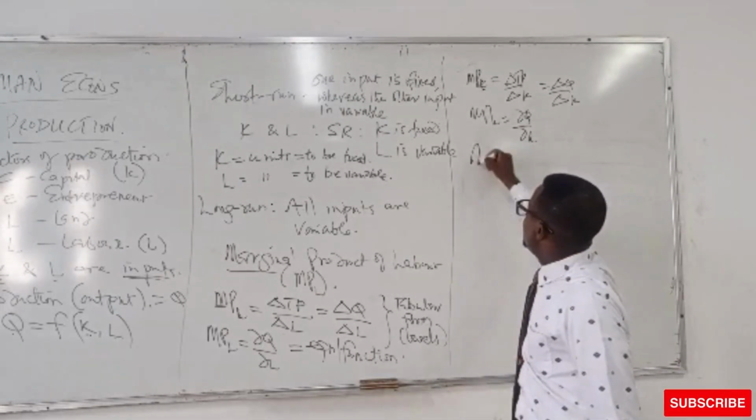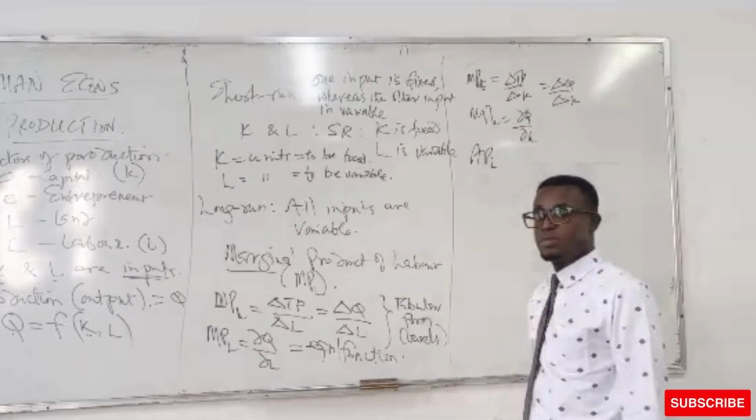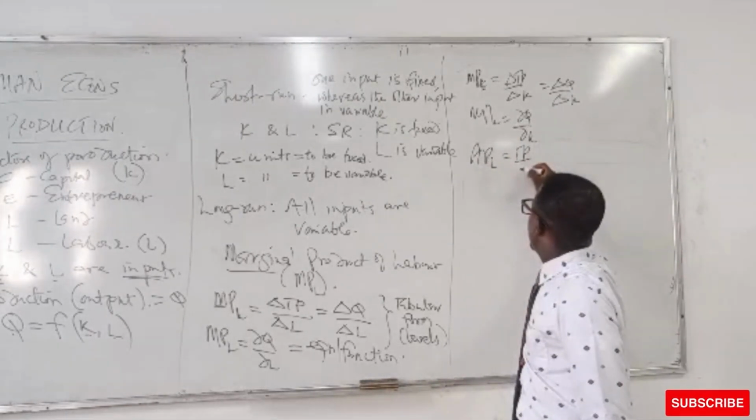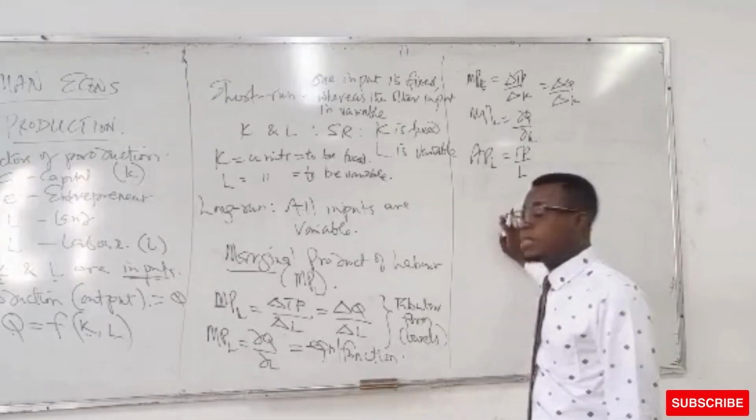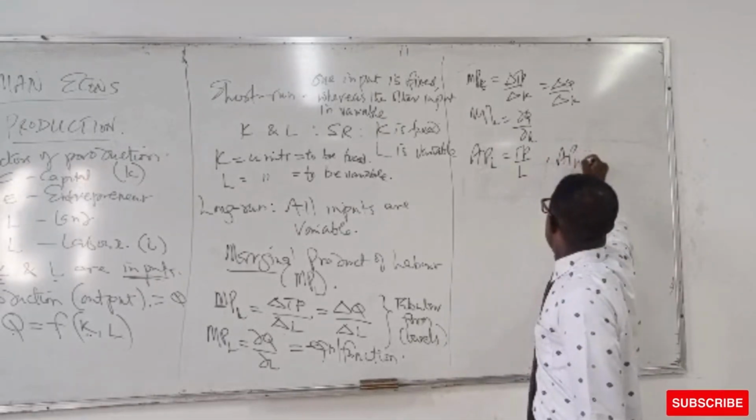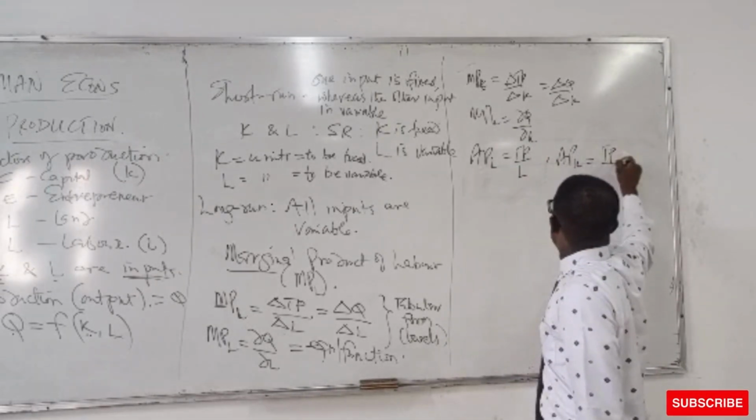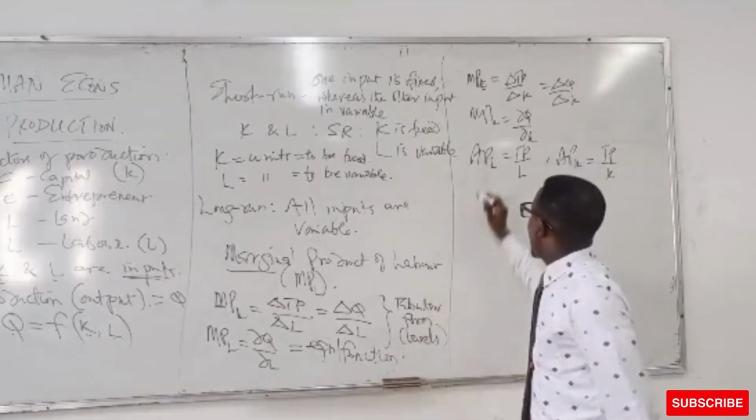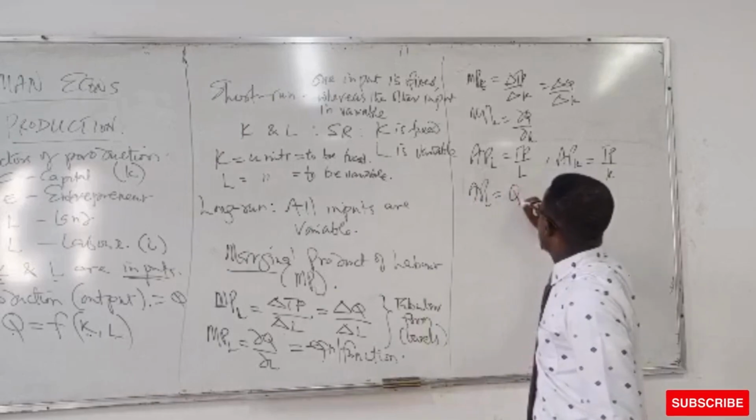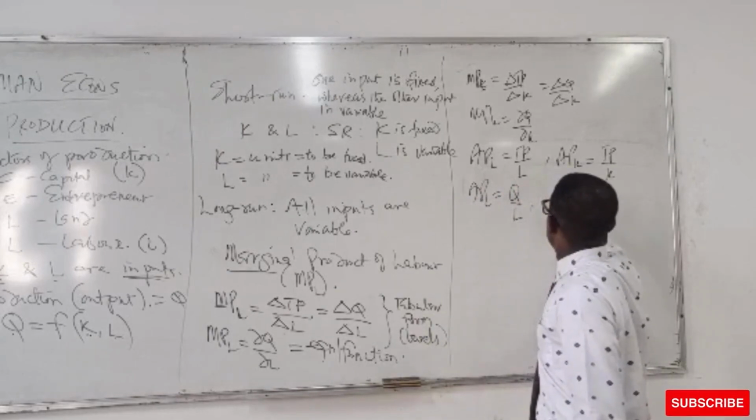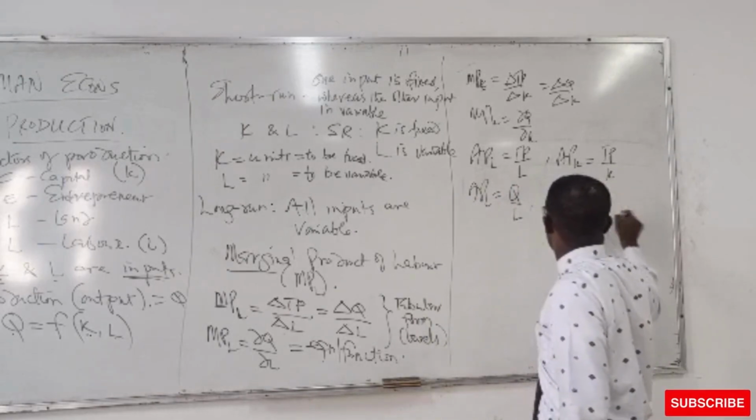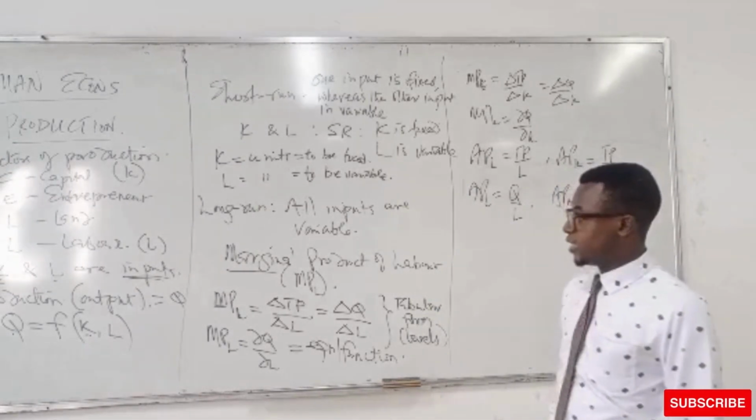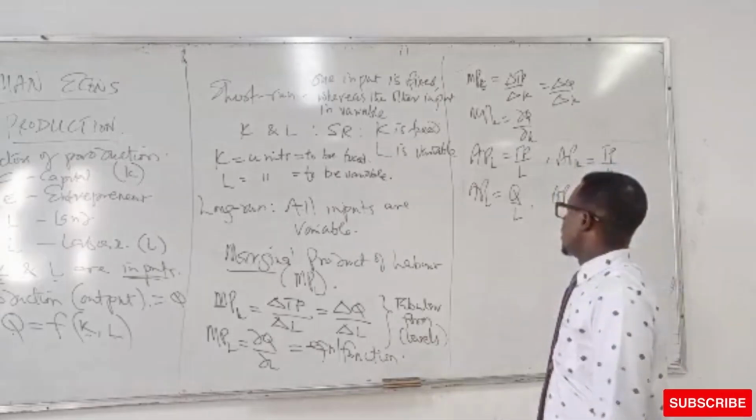Now, we're also going to talk about average product of labor, which equals total product over labor. We're going to say average product of capital is total product over capital. Or, average product of labor equals output over labor, average product of capital equals what? Output over capital. These are variants of the production equation we are looking at.